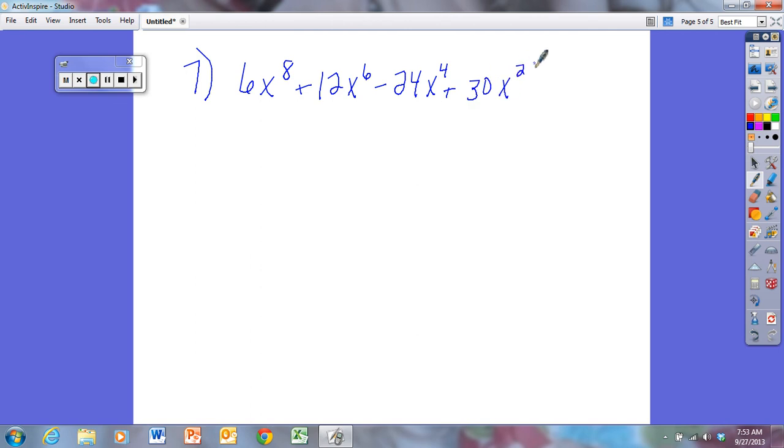In order for a factor to be common, in order for it to be a GCF, it has to appear in every single term. So what is the common factor between 6, 12, 24, and 30? Well, 6 is the common factor. X to the 8th, x to the 6th, x to the 4th, x squared: x squared is common. So you're left with x to the 6th plus 2x to the 4th minus 4x squared plus 5.